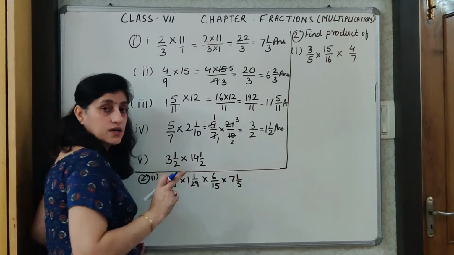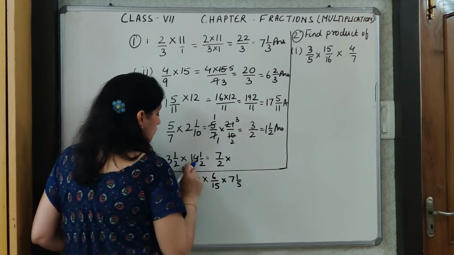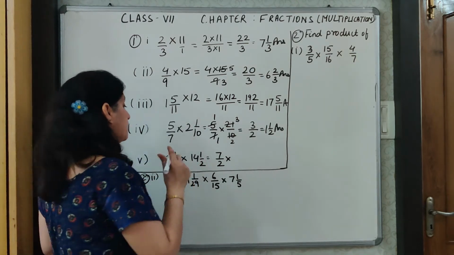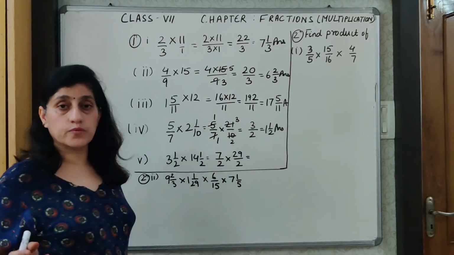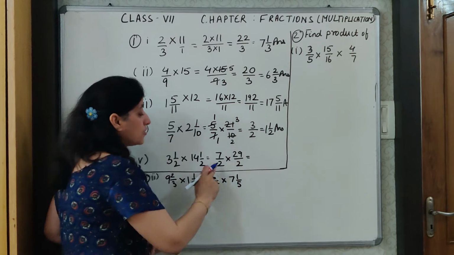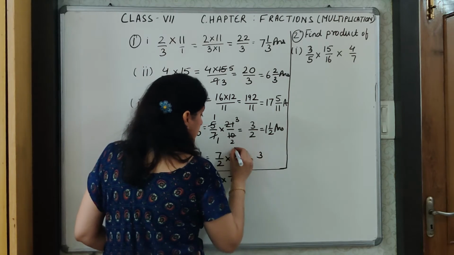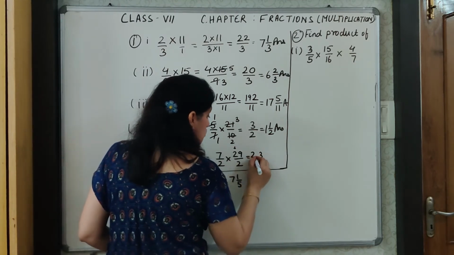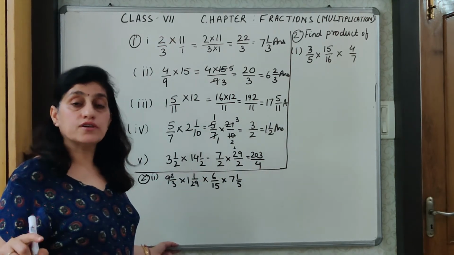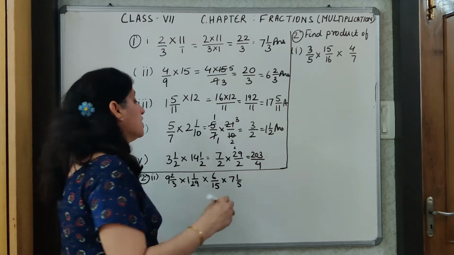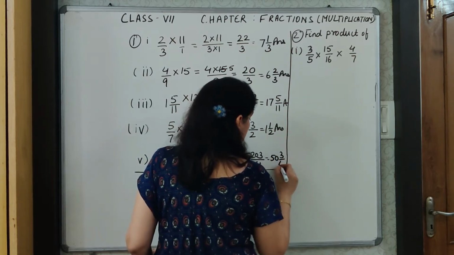Let's see. 3 2s are 6 plus 1, 7 upon 2, into 14 2s are 28 plus 1, 29 upon 2. I can multiply the numerator with numerator and denominator with denominator because nothing is cutting over here. Then 7 9s are 63, carry 6, 7 2s are 14 and 6, 20, so 203 upon 4, which on dividing to convert to mixed fraction, you can try it for yourself, will be coming as 50 whole 3 upon 4.